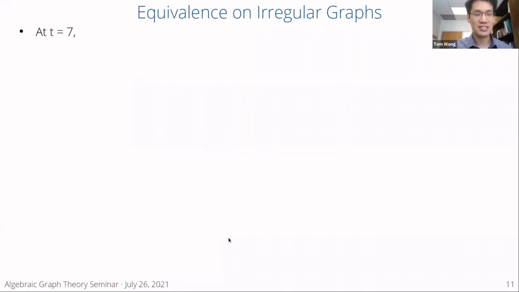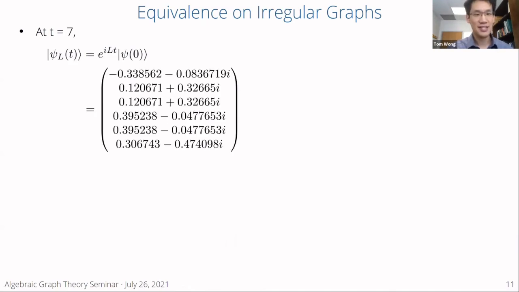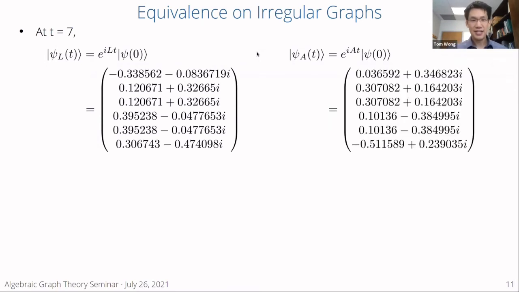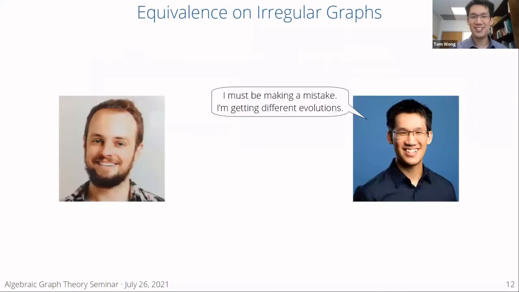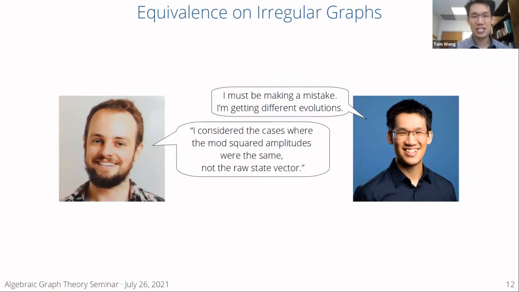I picked a value for time, let's say time is equal to 7. If you use the Laplacian quantum walk, the state at time 7 is this thing, so there are your 6 amplitudes, at vertex 1, 2, 3, 4, 5, 6. If you do the adjacency quantum walk, you get this state. At the time I looked at these and thought, these don't look the same, Josh. I don't see how these are equivalent. I must be making a mistake, I'm getting different evolutions. Then Josh clarified that he wasn't considering the state.